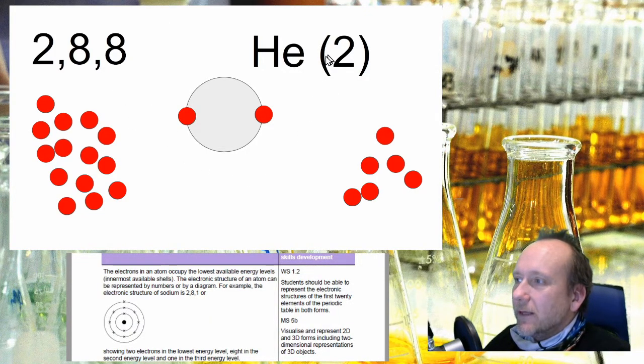This is helium. The electronic configuration is 2. It's got 2 electrons in the first shell, and that is allowed according to the 288 rule. So that's just a nice and easy starter. I will give you some examples of atoms which have been drawn wrongly. I'll pause, or you can pause the video, and then I'll give you the solution to what's wrong with it.